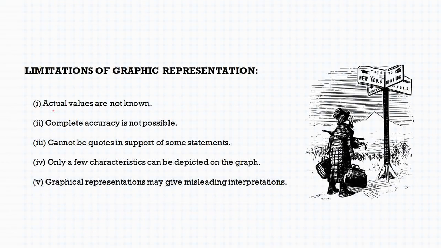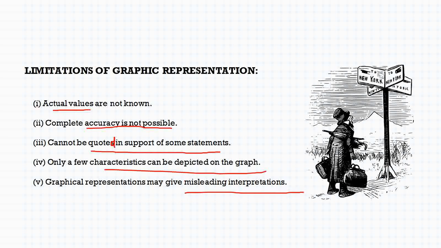The actual values are not known and complete accuracy is not possible. It cannot be quoted in support of some statements, and only a few characteristics can be depicted. So these all lead to misleading interpretations of the data.